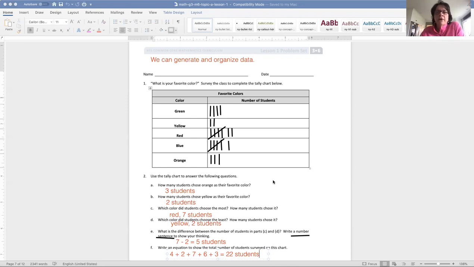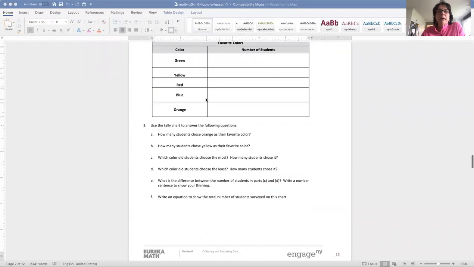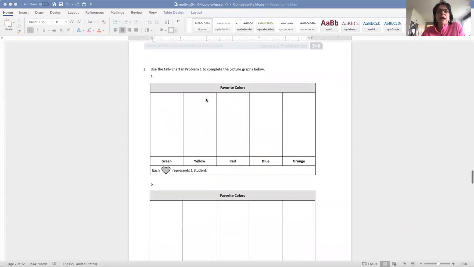All right, very good. And that is our tally chart. Now we want to go on to build or create a pictograph or picture graph based on this data. So I'm going to clear all my information. Remember, you can go back and watch this video over again if I went a little too fast for you. We're going to use that information to create our pictograph.